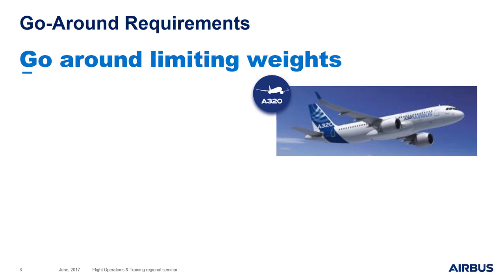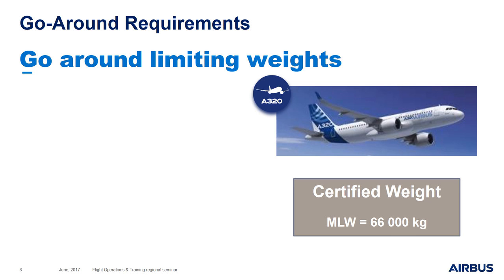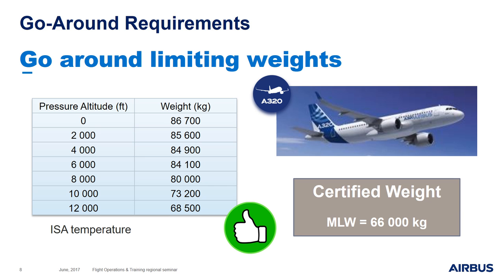In most cases, the minimum regulatory gradient for go-around is not limiting. Let's take an example of an A320 aircraft. For an A320 aircraft, the maximum certified landing weight is 66 tons. At ISA temperature and up to 12,000 feet, the go-around limiting weight remains above the maximum certified landing weight. So the minimum regulatory gradient may start to be limiting at high altitudes and high temperatures.